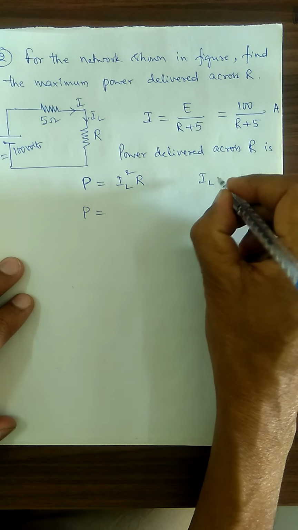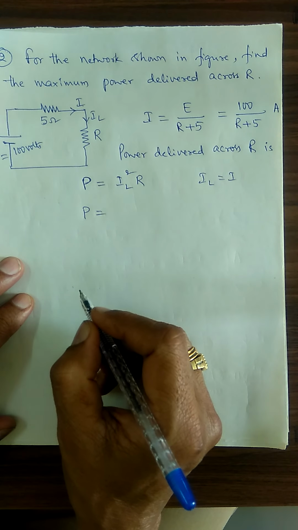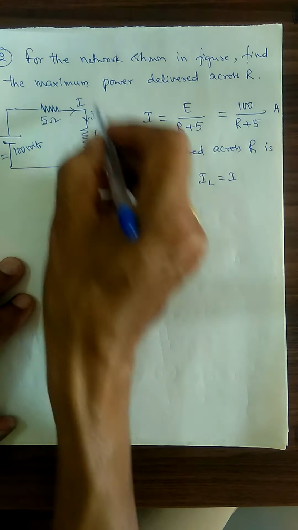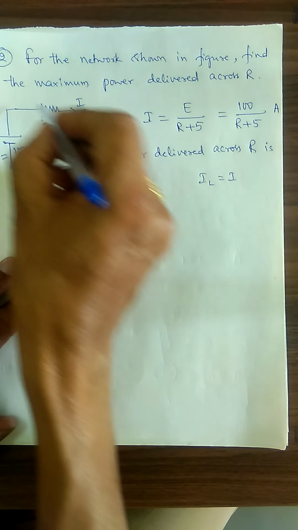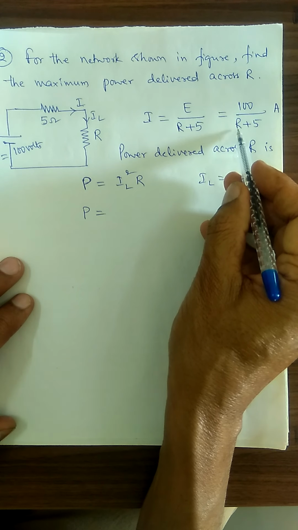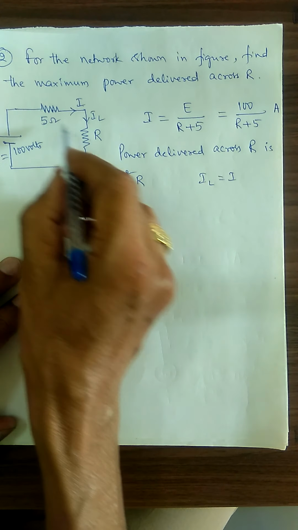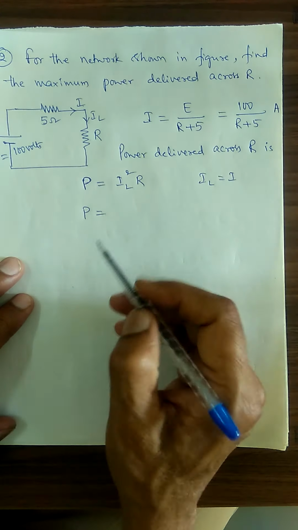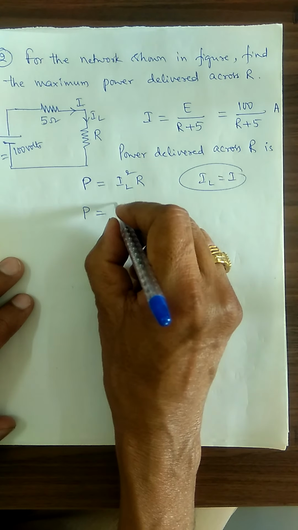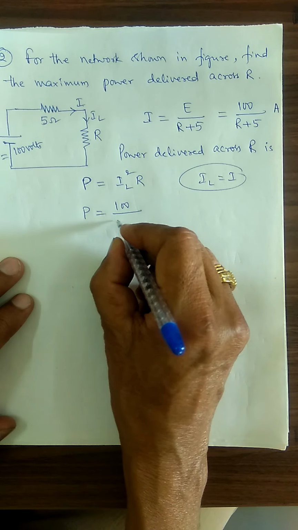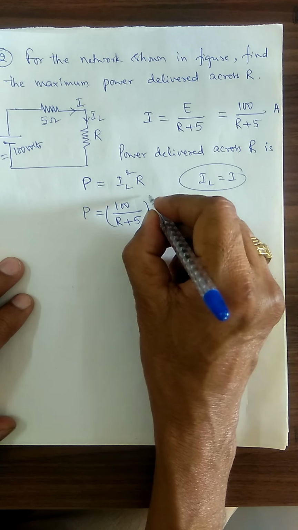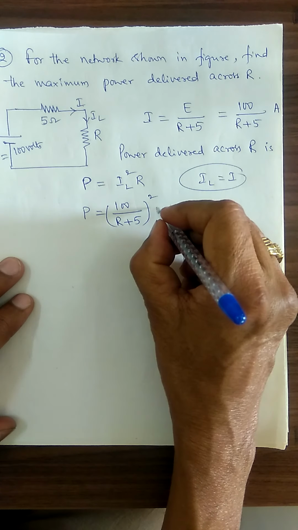Power delivered is equal to IL squared R. And don't forget, IL means what is that I? Whatever the I value is, the current flowing in the circuit is equal to EMF divided by the net resistance, the total resistance of the whole circuit, which is R plus 5. So this is the concept. Therefore, P is equal to 100 divided by R plus 5, whole square, multiplied by R.